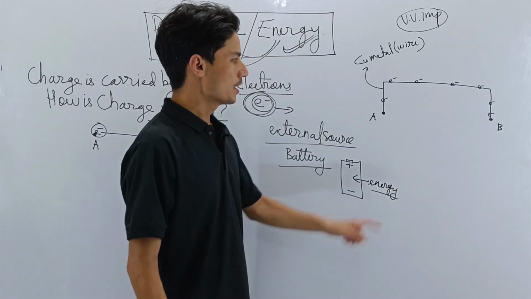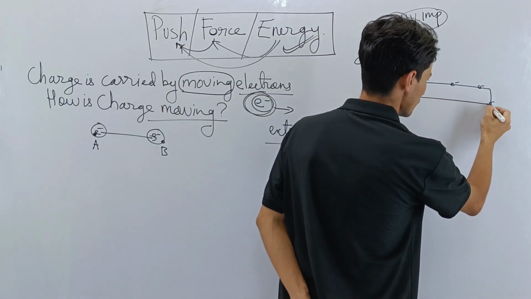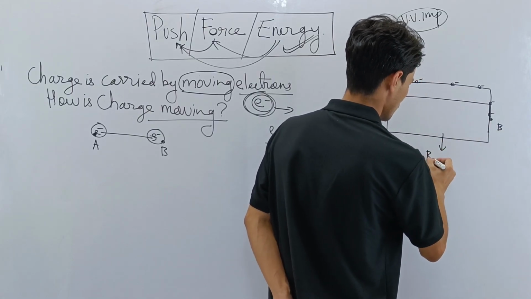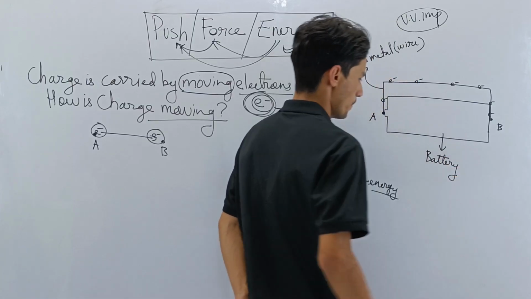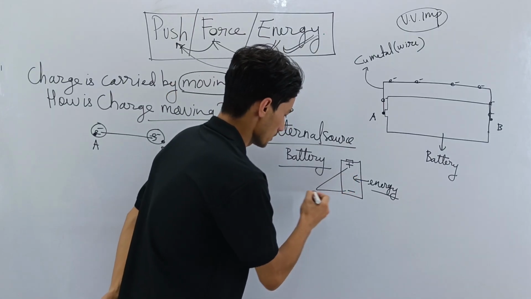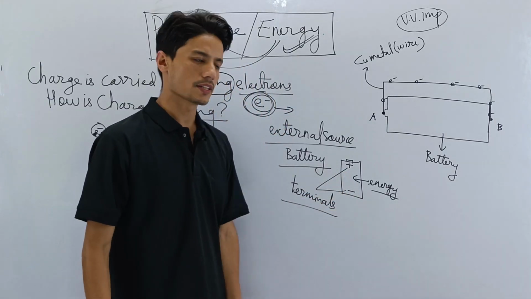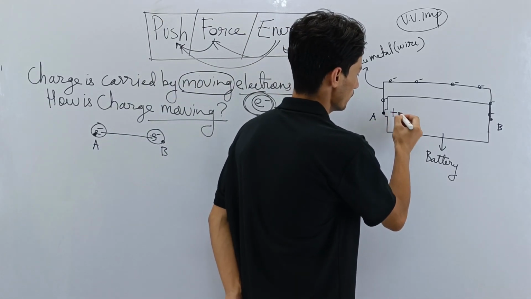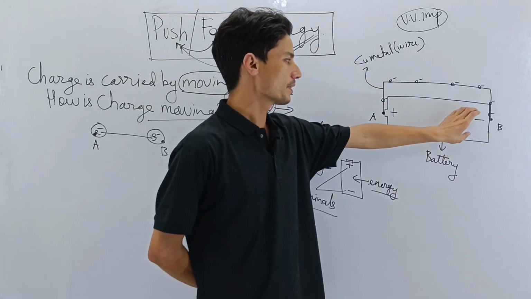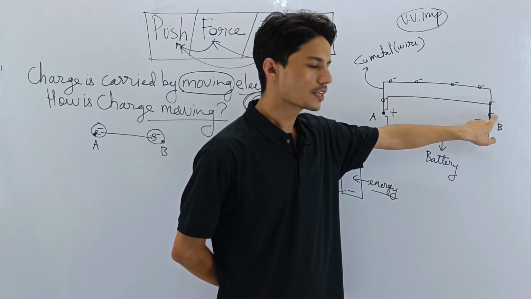So what I do is I bring a battery and connect the battery here. So this is my battery. Now you all know that the battery has got two terminals, positive terminal and negative terminal. Here, this is the positive terminal and this is the negative terminal. See, the negative terminal has negative charge. Here the electron is negative.